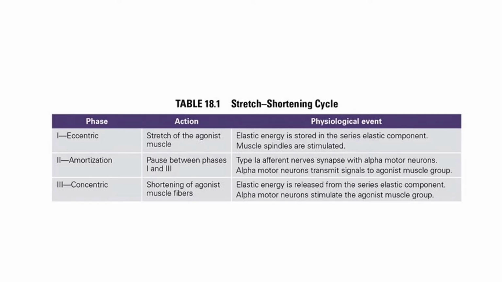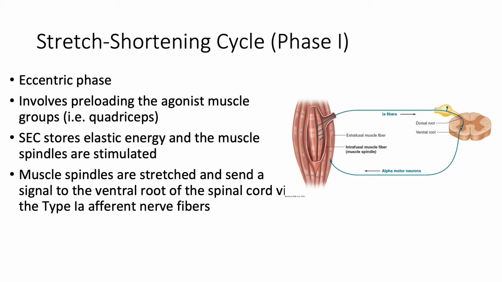Here are the three different phases of the stretch shortening cycle, where phase 1 is the eccentric phase, phase 2 is the amortization phase, and the third and final phase is the concentric phase. You can also see the action during each phase and what is happening physiologically. Phase 1 is the eccentric phase, which involves preloading the agonist muscle groups such as the quadriceps.